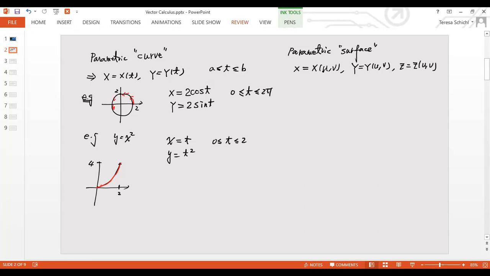Of course, you then need to have an interval for u, and maybe an interval for v, for example v from c to d, and then you can form a surface. That is what we call parametrizing a surface. And so we want to do surface integrations, just like we did line integrations.